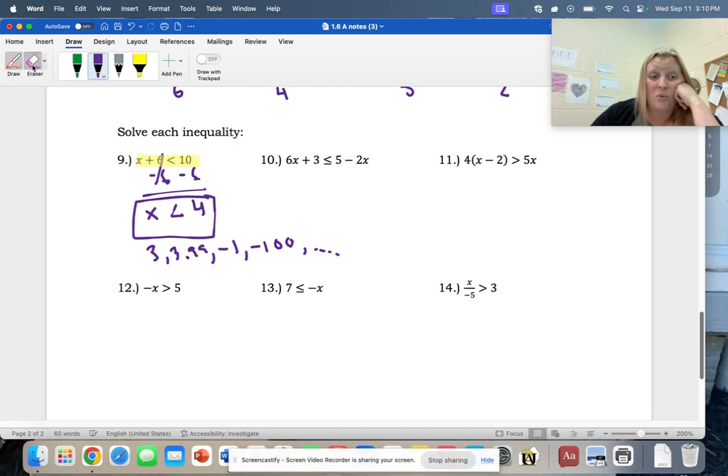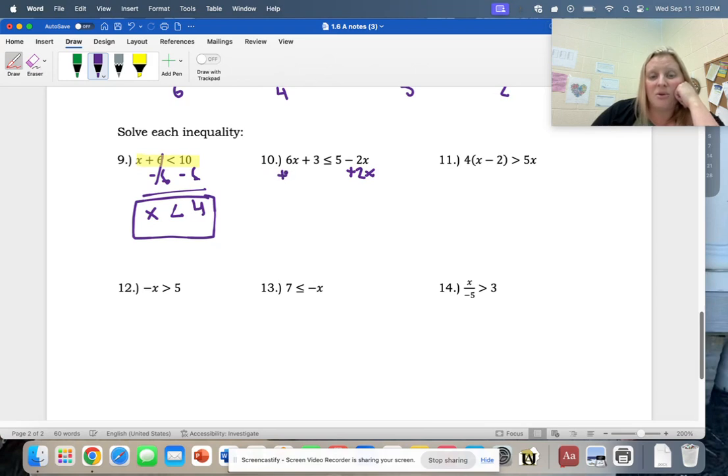So there's no way you'll be able to sit here and write them all out, and that's why you have to use an inequality to represent that. Okay, so this is just saying, Mrs. Stoltz, anything that's smaller than 4 will work. There's all my answers.